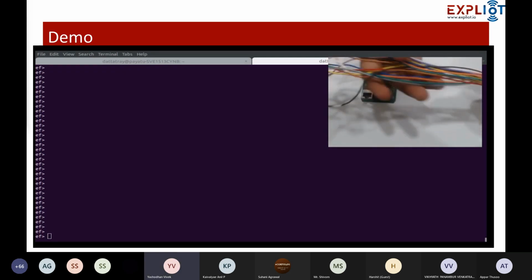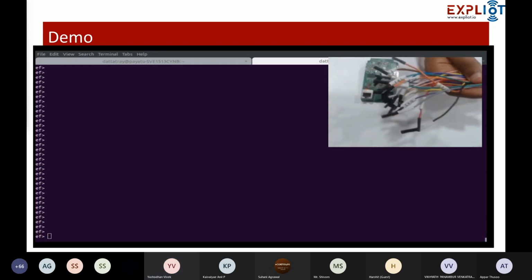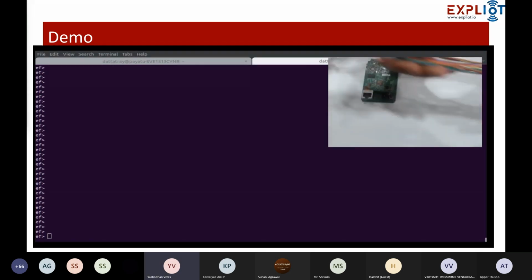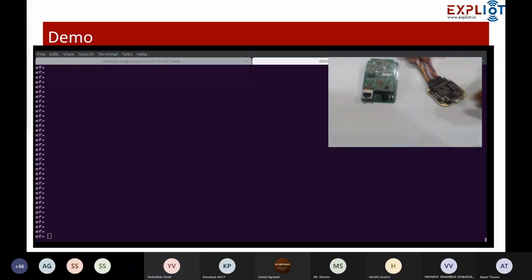Now we'll use this exploitative bus auditor, which again has a ground pin. We'll first connect that ground pin. Let's first power up this device. Connect the ground pin.